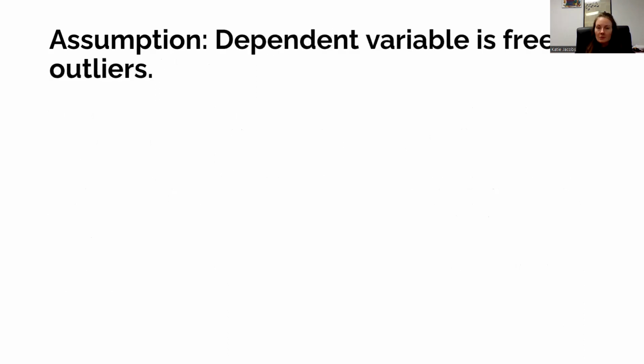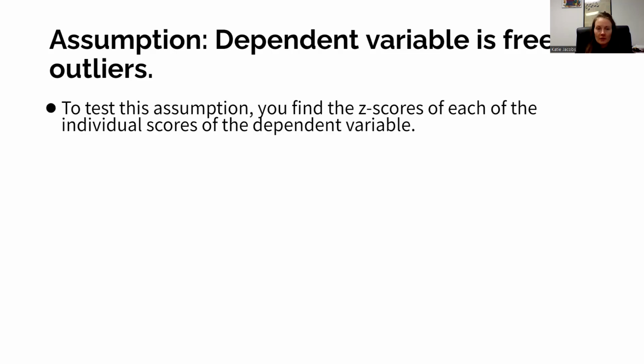Okay, another assumption is our dependent variable is free of outliers. How do we test for this? Because we've seen this one a few times now. To test this assumption, we're going to find the z-scores of each individual x value, or the data from our participants, of our dependent variable. We'll do this in relation to each of the groups.